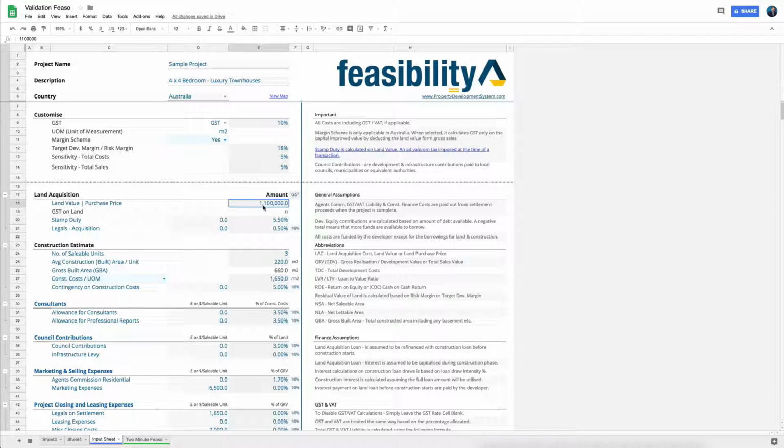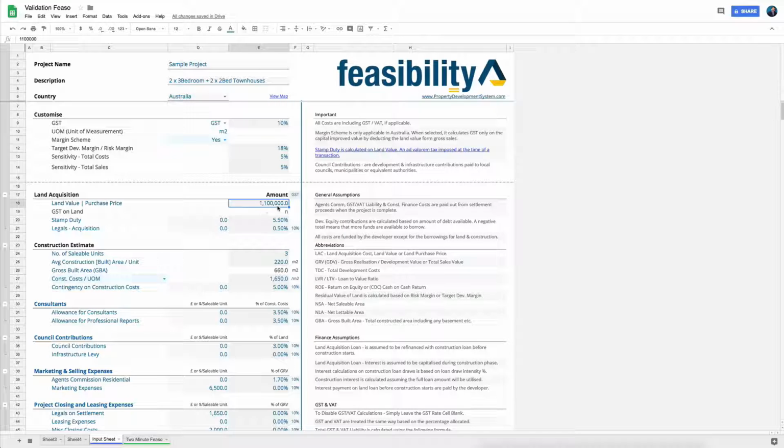So in this scenario, we know that the land is 1.1. This is a 4 by 4. It's actually 4. Let's just change that to 2 into 3 bed, and I'll just put plus 2 into 2 bed townhouses. So I'm going to continue with the same example, and I'll show you what it will look like if you were doing that in Australia, and then what it would look like if you were doing that in another part of the world. So let's do that for Australia first.